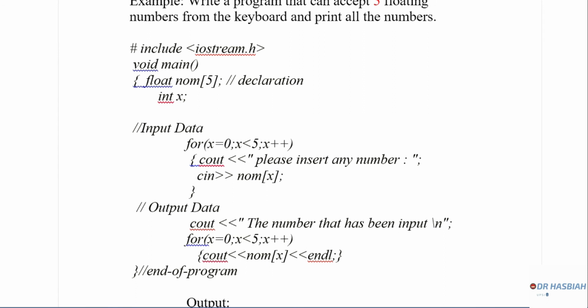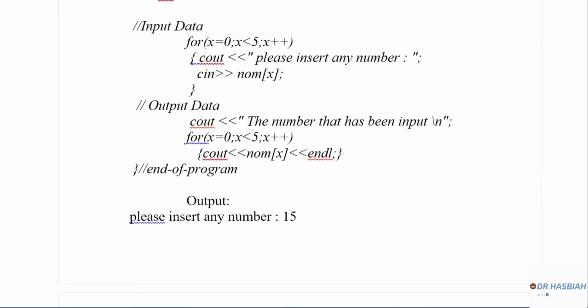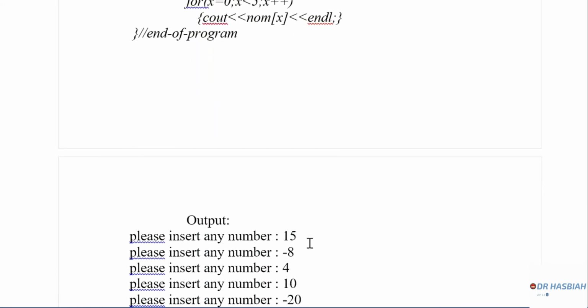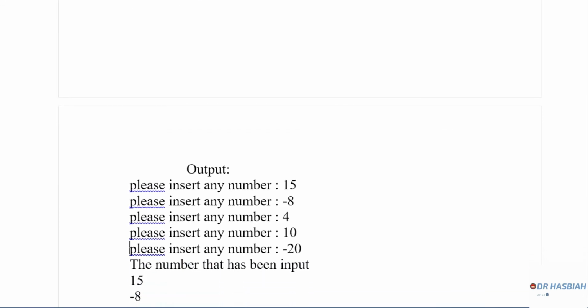So that is the example of how to use the array in the program, a simple program here. If you run this program, you have: please insert any number. Let's say you type 15, and then again, please insert any number, minus 8, 4, 10, and then minus 20. You have 5 numbers because the size of the array is 5, meaning we want to input 5 numbers.